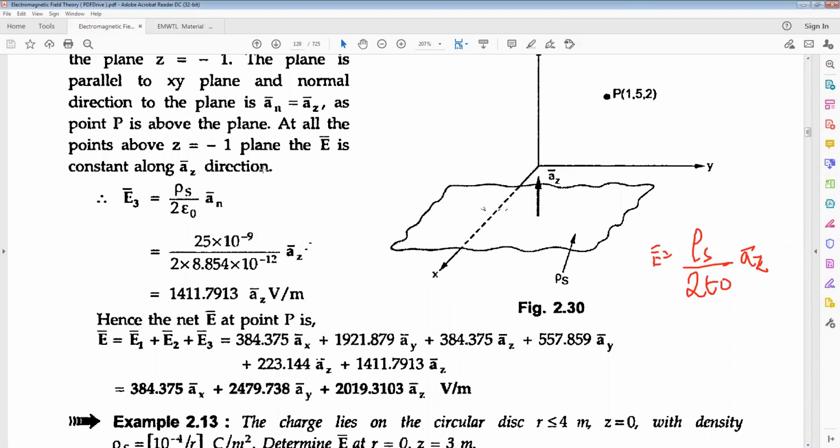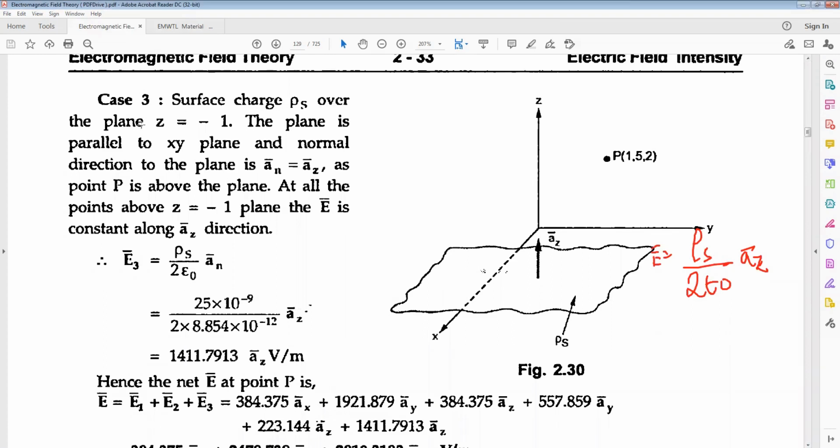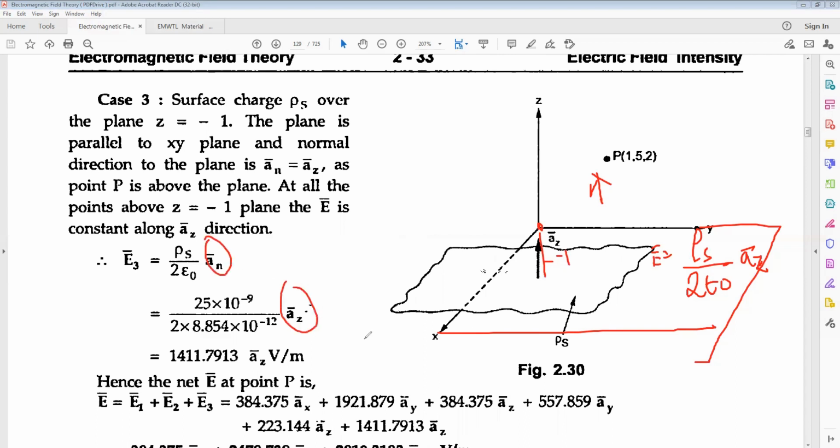See, the third case is surface charge density over the plane Z equal to minus 1. The plane is parallel to the XY plane. This is the XY plane, and this sheet is parallel to it. The normal direction AN bar is towards the AZ bar direction, the positive direction. They say above the Z equal to minus 1 plane. Here 0 is the Z, and the next value is minus 1. The plane is above the Z, meaning towards the positive direction. So AN bar, we can take as AZ.